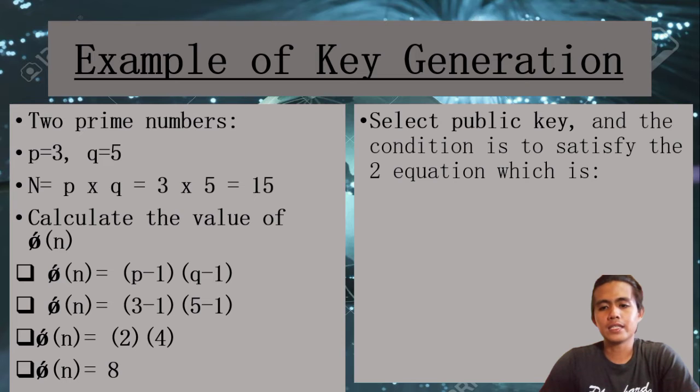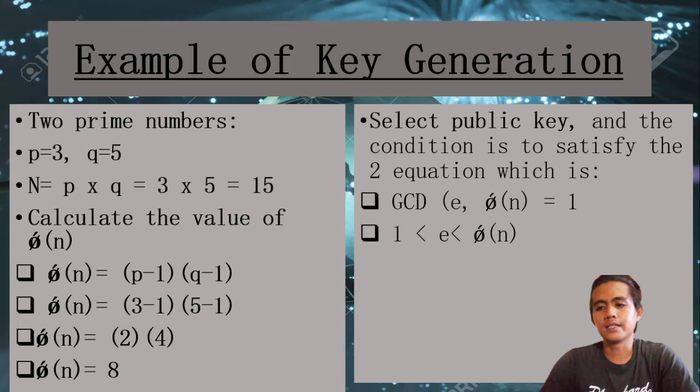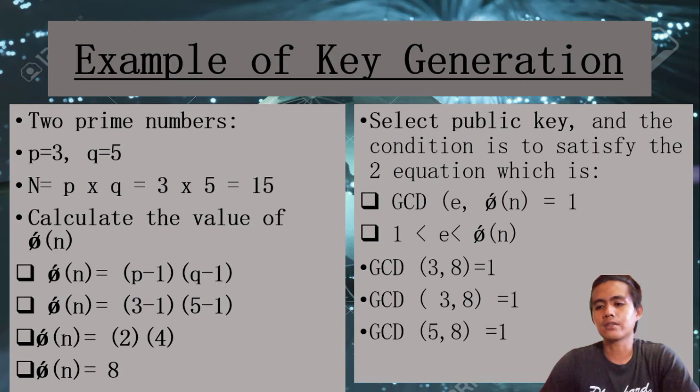And next is to select the public key. The condition is to satisfy the two equations, which is GCD of E and phi of N is equal to 1, and the value of E is greater than 1 and less than phi of N. To satisfy the condition, we can use GCD of 3 and 8 is equal to 1. So E is equal to 3 to satisfy the equation.